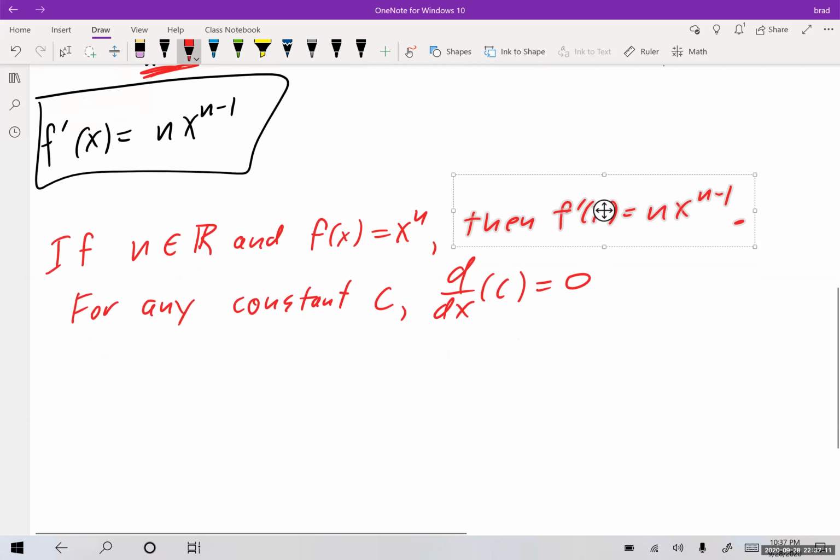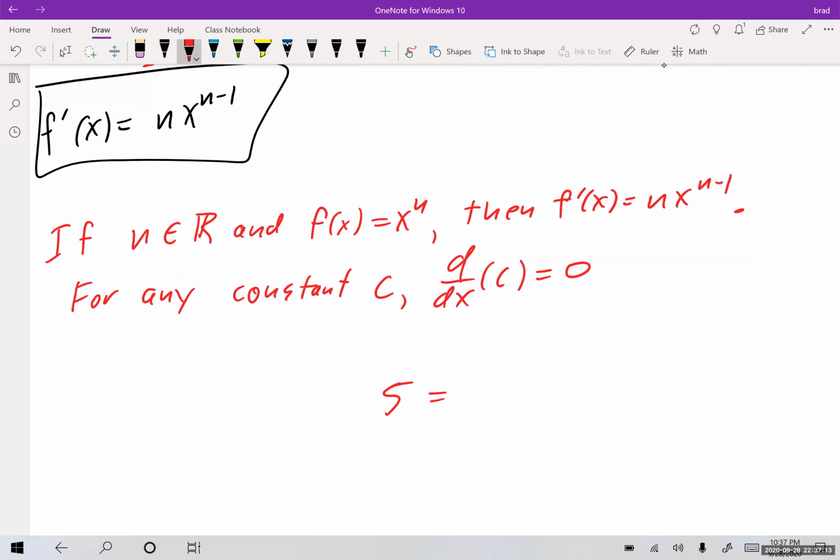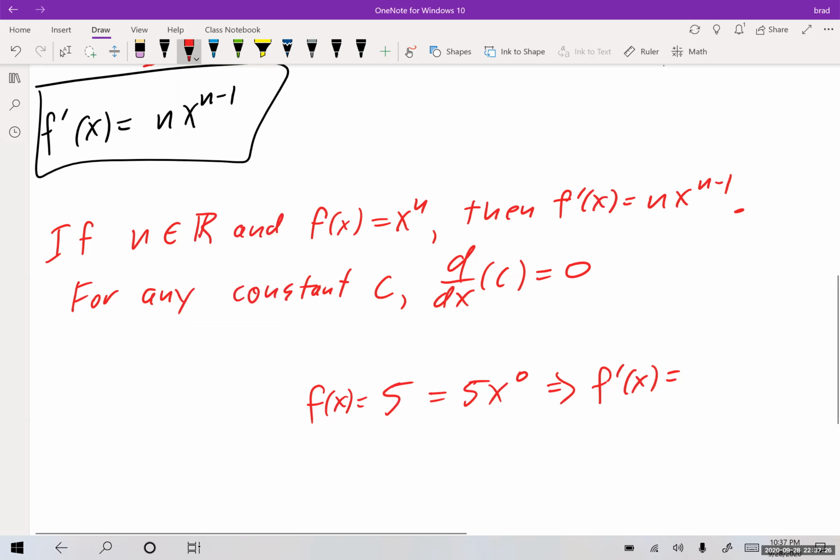And again, think of it this way. If you have 5, isn't 5 really 5 times x to the 0? And then this would become, if you wanted to say that f of x is equal to 5, then f prime of x would be, we take the power, right, of n, we put it to the front, and then we reduce the power by 1. But if the power is 0, this becomes 5 times 0 times x to the negative 1. But it doesn't matter, that just becomes 0.